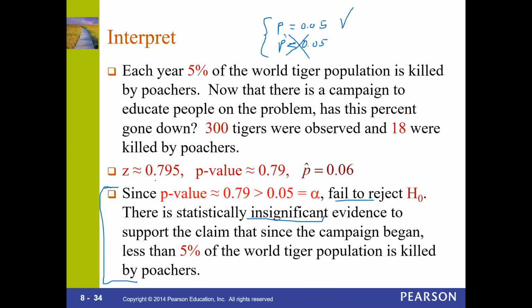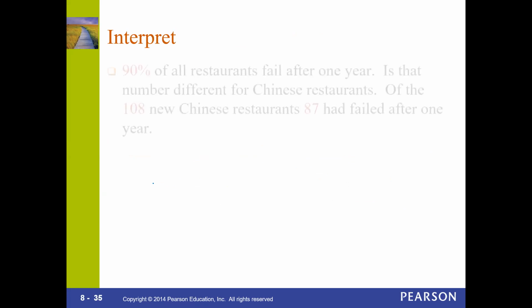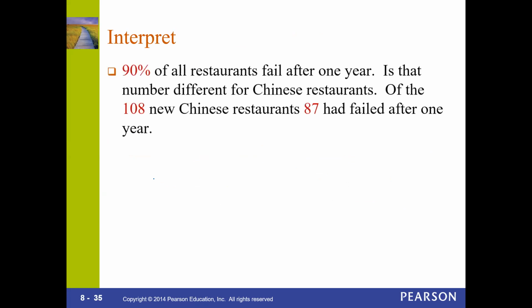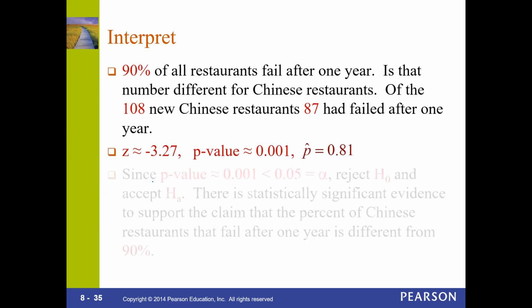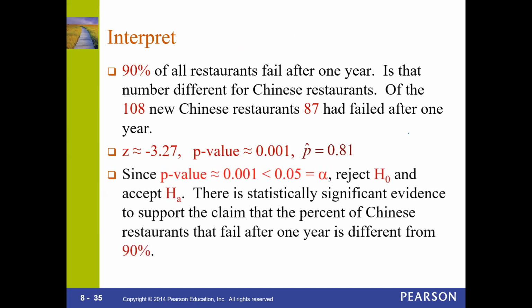Where was I? Yeah. So this is the other example with the Chinese experiment right here. Your p-value was less than alpha, you're gonna say reject H0. You're gonna say there is statistical evidence, significant evidence, to support the claim that the percentage of Chinese descent that fell after 1 year is different. Now we have evidence for that.